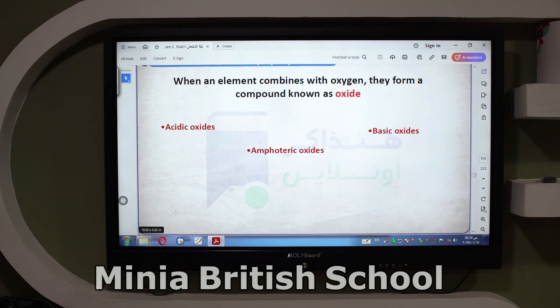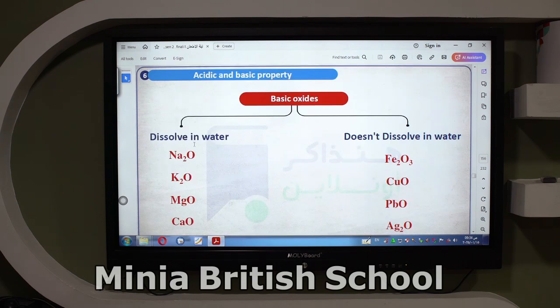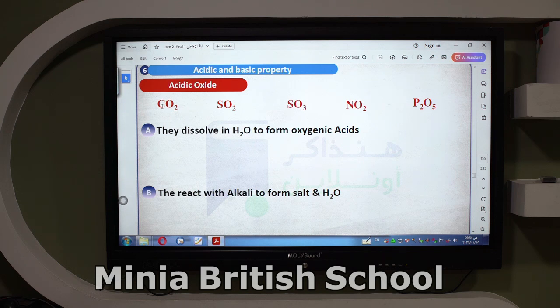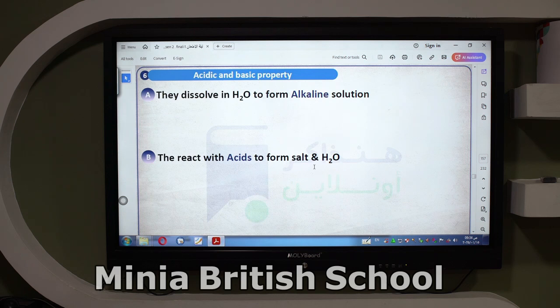Okay, about acidic and basic property, we have a simple way to make this. We look at the first atom in the compound. If it's non-metal, it's an acidic oxide. If it's metal, it's a basic oxide. So carbon, sulfur, and nitrogen are all non-metals, so their oxides are acidic oxides. But if it is a metal, it's a basic oxide. Some basic oxides dissolve in water and some don't. They dissolve in H2O, water, to form an alkaline solution, and react with acids to form salt and H2O.